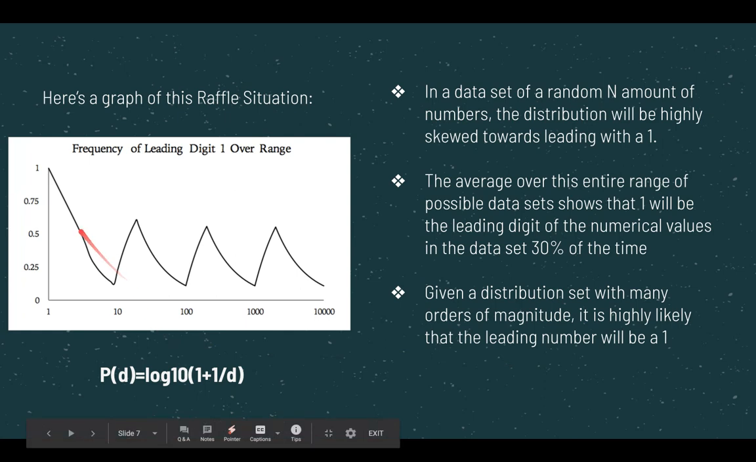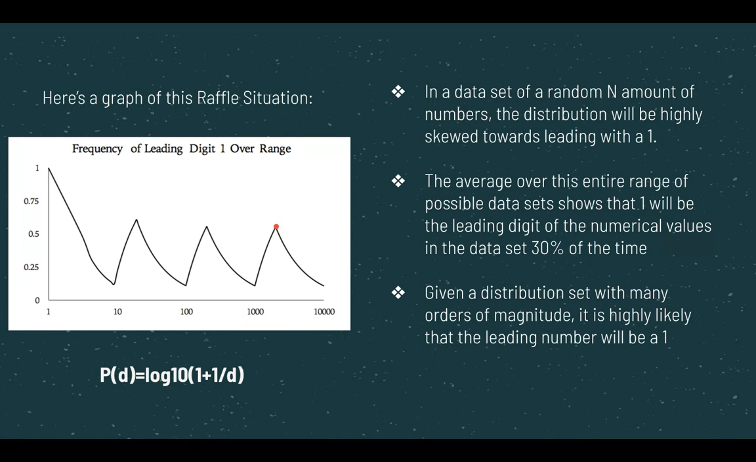So you see that as the number of tickets increases until 10, the probability of the leading digit being a 1 decreases, and then it increases, decreases, increases, decreases, et cetera. And what this says is that in a data set of a random n amount of numbers with a large amount of orders of magnitude, the distribution is going to be highly skewed towards a leading digit of 1.